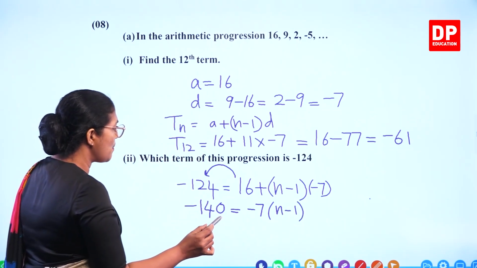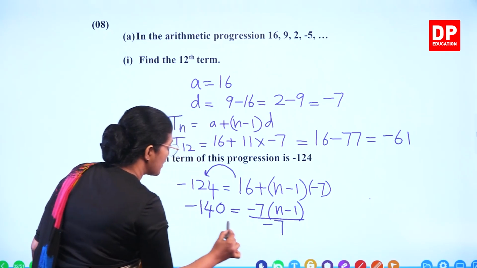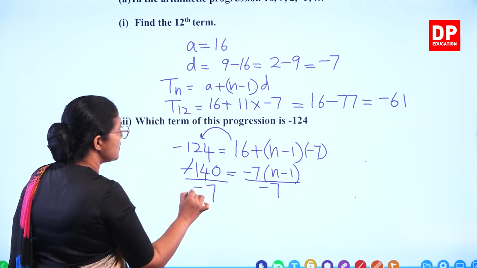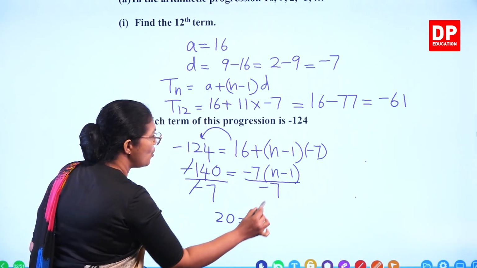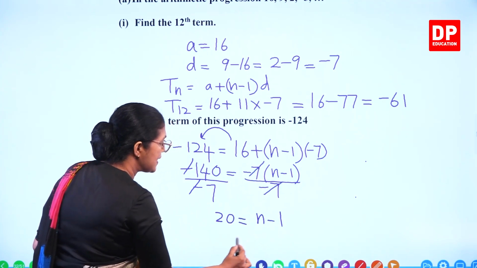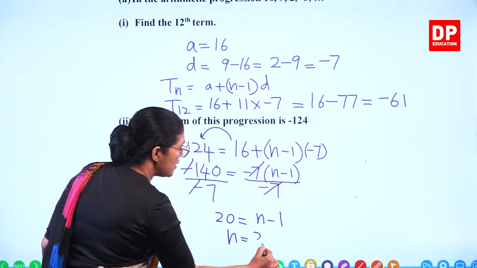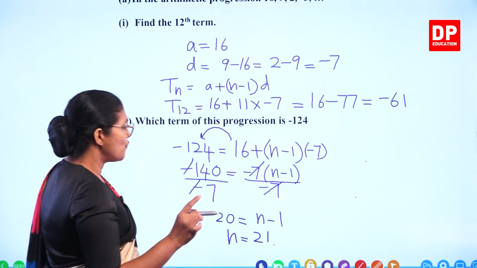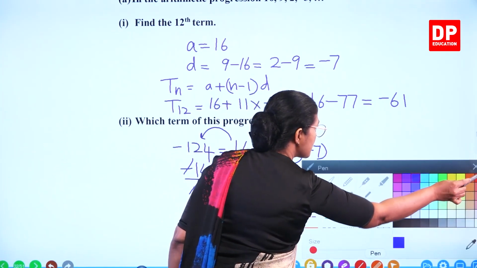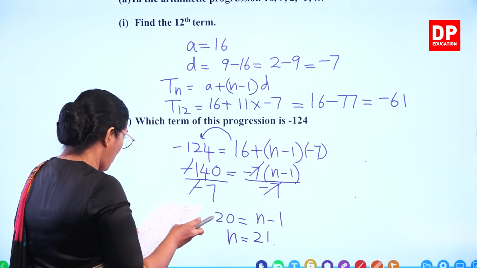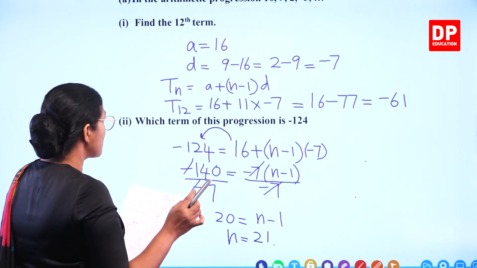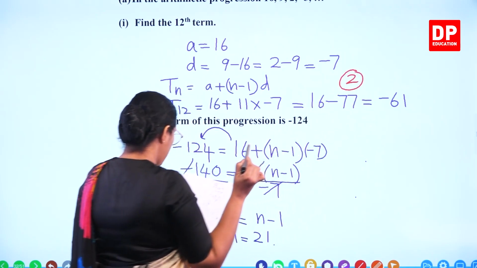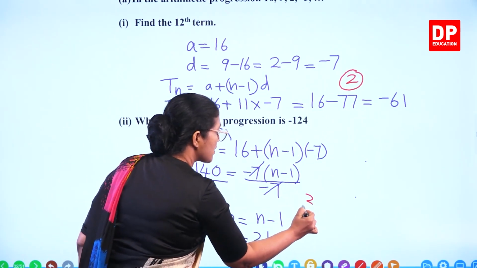I can divide both sides by minus 7 without expanding this one. So when you divide, what happens? You get 20 is equal to n minus 1. So what is n? N becomes 20 plus 1, that's 21. So 21st term is minus 124. So how many marks for this part? You are getting 2 marks for finding the 21st term and 21 answer, you get 3 marks.